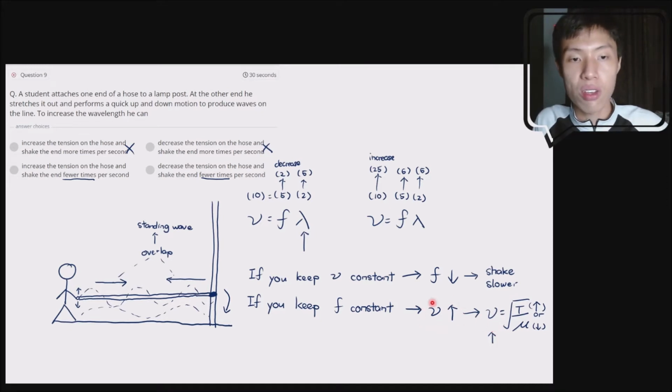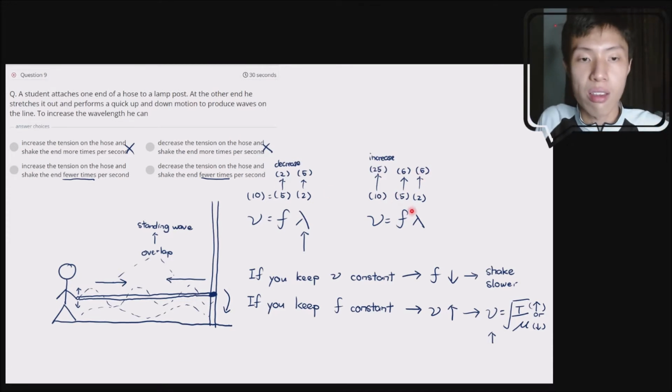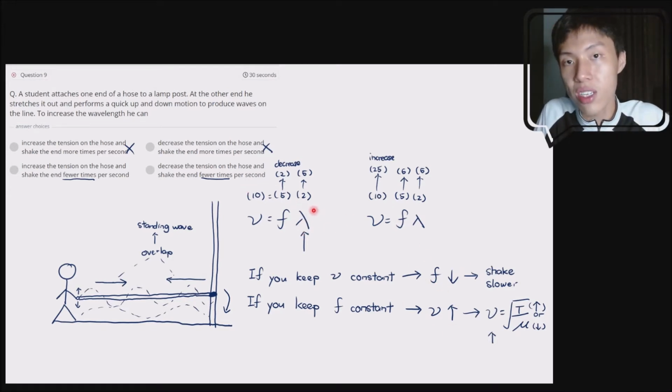So if we increase the wave speed, then it will cause the wavelength to increase if we keep the frequency constant. Okay, when you think about what increase causes what to increase, you have to keep one of the variables constant, then it's easier to analyze. But of course, if you increase the speed and decrease the frequency both at the same time, then of course the wavelength will increase much faster. If you do both, then of course the wavelength will increase a lot.